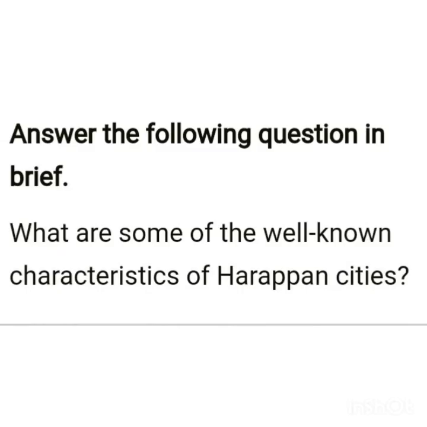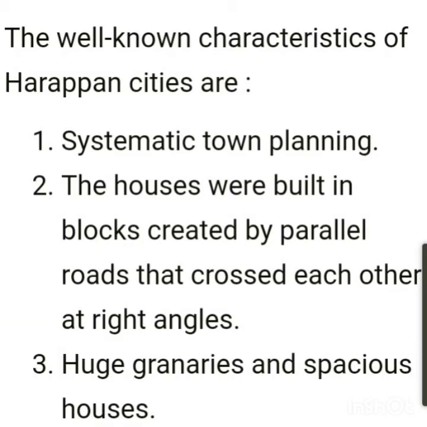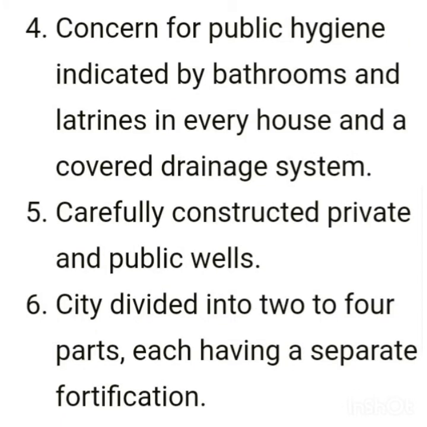You have the question answers in front of you. Now see the answer in brief. The first question is, what are some of the well-known characteristics of Harappan cities? The first point of the answer is systematic town planning. The houses were built in blocks created by parallel roads that cross each other at right angles. Huge granaries and spacious houses.